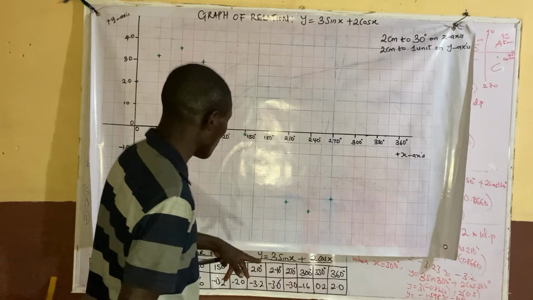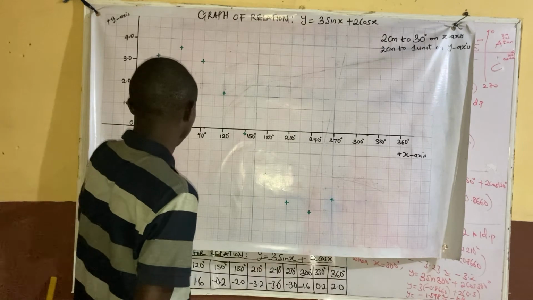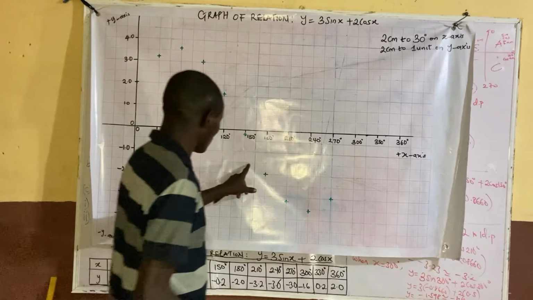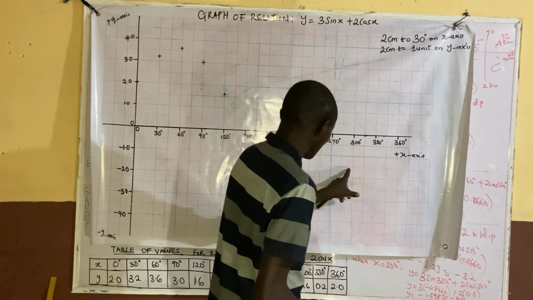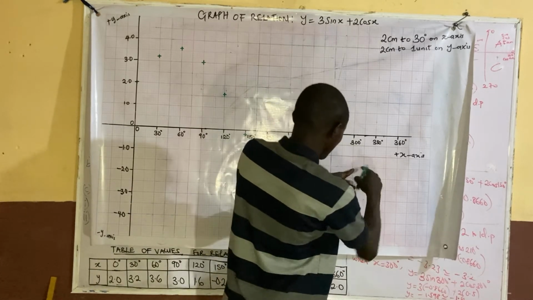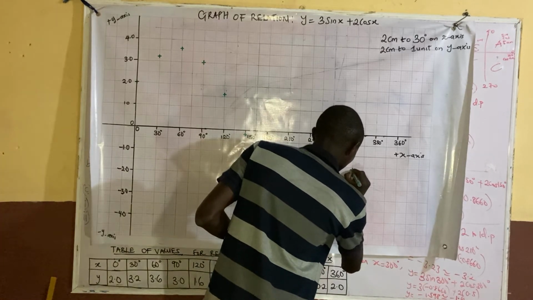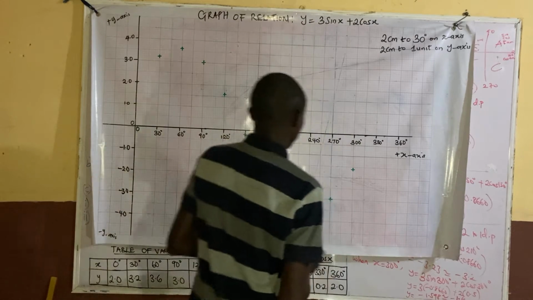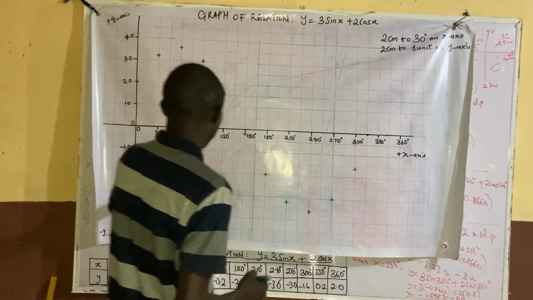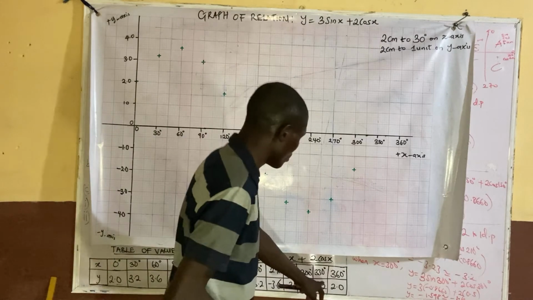Now 300 against minus 1.6. This is minus 1.5, and minus 1.6 is around here. So we follow this path: minus 1.6 against 300. Now 330 is 0.2.